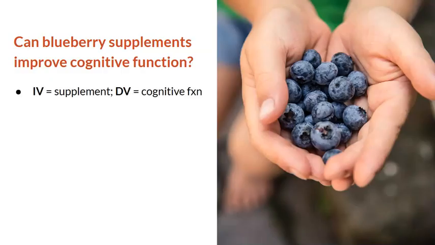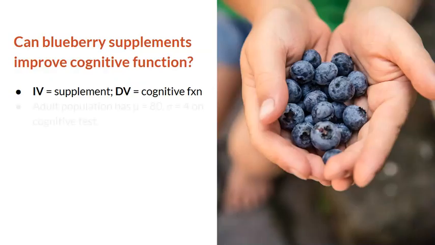This research study is giving blueberry supplements to the sample. The supplement is the independent variable, which is being manipulated by the researcher. Cognitive function is being measured to determine if the supplements worked. Cognitive function is the dependent variable.